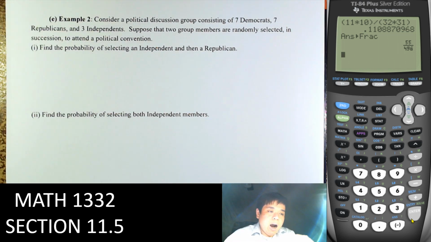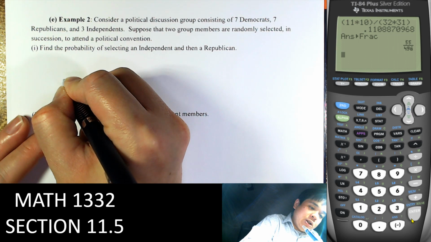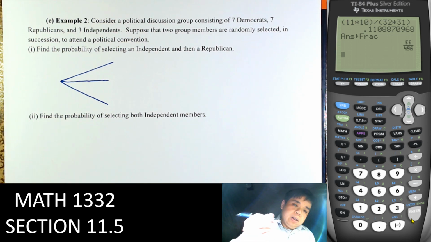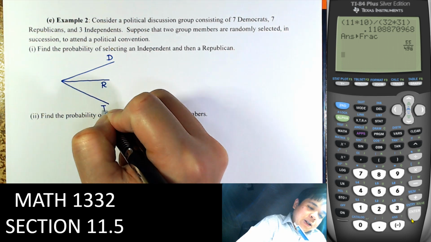Next, consider a political discussion group that consists of 7 Democrats, 7 Republicans, and 3 Independents. Suppose that 2 of them are selected in succession to attend a political event. Find the probability that an Independent and then a Republican will be selected. Right. So again, in the first case, there will be 3 scenarios: Democrat, Republican, and Independent.